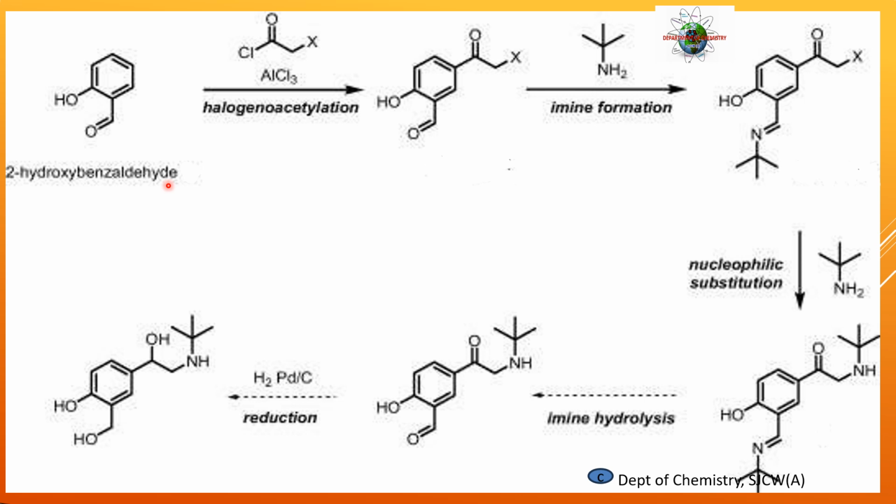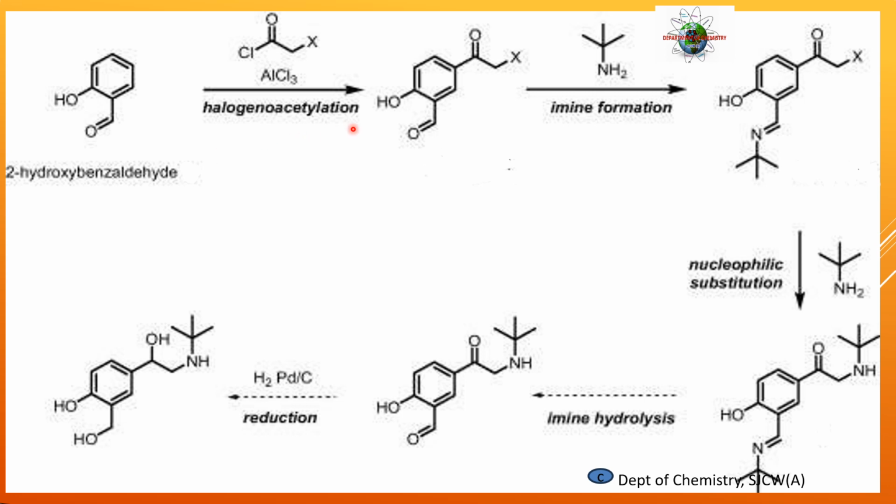The common name of this particular compound is salicylaldehyde. Suppose if you take a COOH functional group instead of the CHO functional group, then the name of the compound is salicylic acid. You don't need to bother about salicylic acid. Here, 2-hydroxybenzaldehyde or salicylaldehyde is taken as the starting material.